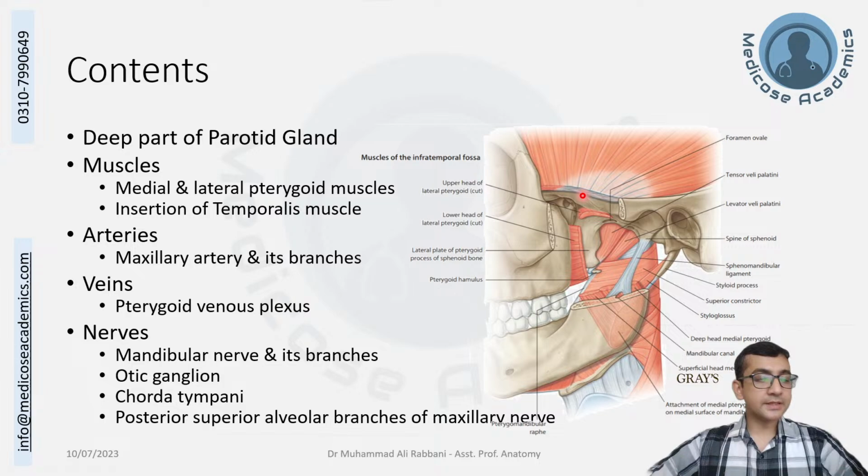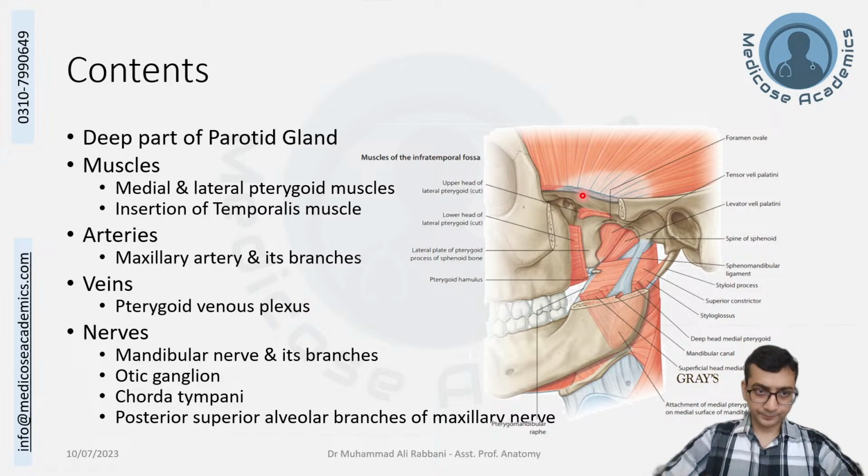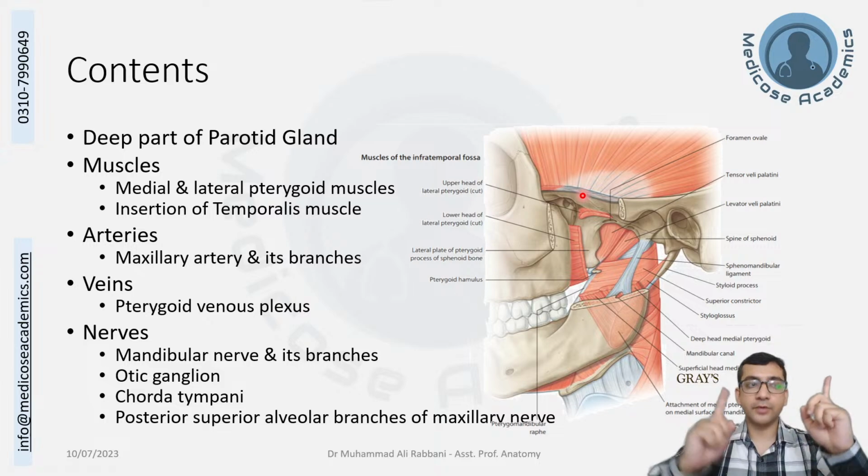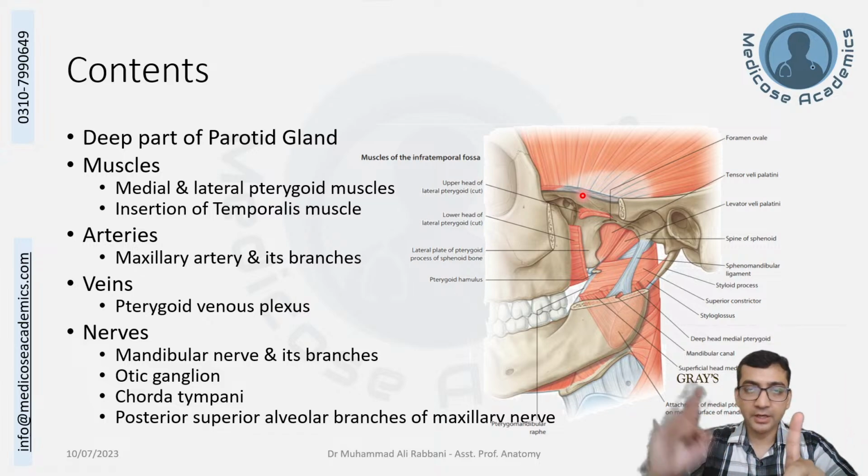In terms of contents, it's a very big topic. It contains the deep part of the parotid gland. By the deep part here, I mean the part that was passing behind the ramus of the mandible and in front of the mastoid process and going inside. It contains parts of the parotid gland.